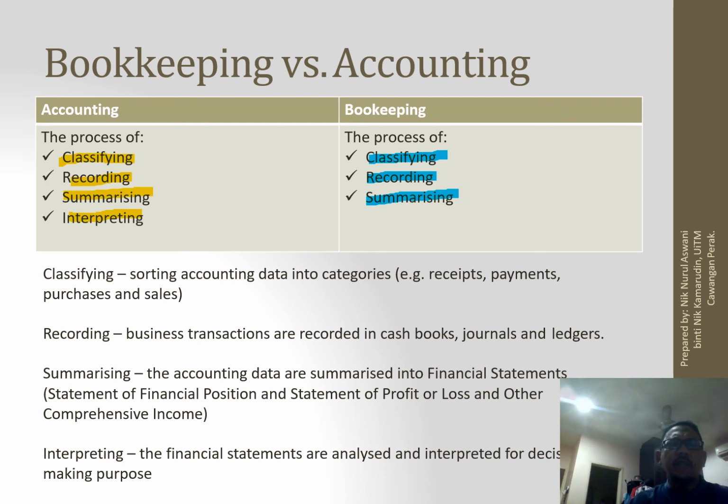What is classifying? Classifying is sorting accounting data into categories in terms of receipts, payments, purchases, and sales. Recording is when business transactions are recorded in the cash book, journals, and ledger, while summarizing is when accounting data are summarized into financial statements in terms of the statement of financial position and statement of profit or loss. From here we can interpret the financial statements using ratio analysis. This will be covered in the last topic, inshallah.